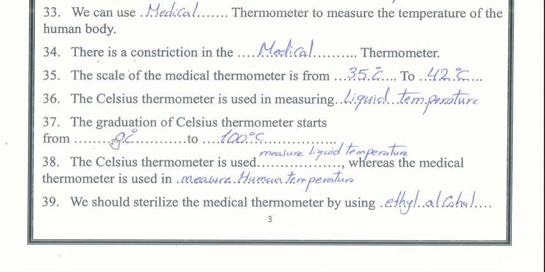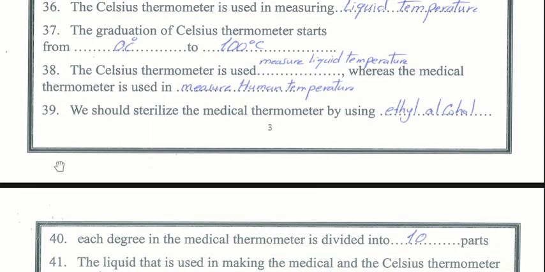37. The graduation of Celsius thermometer starts from 0 degrees Celsius to 100 degrees Celsius. 38. Celsius thermometer is used to measure liquid temperature, while medical thermometer is used to measure human temperature. 39. We should sterilize medical thermometer before using by ethyl alcohol.